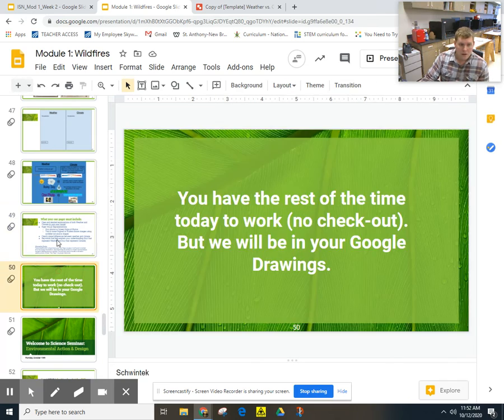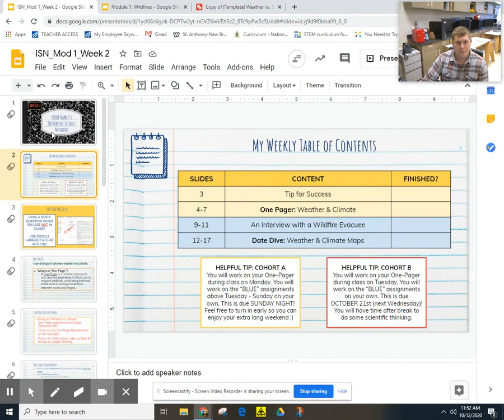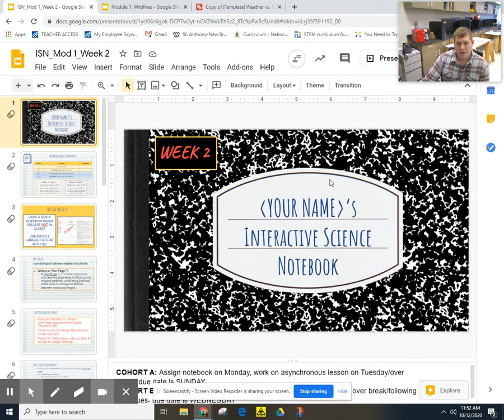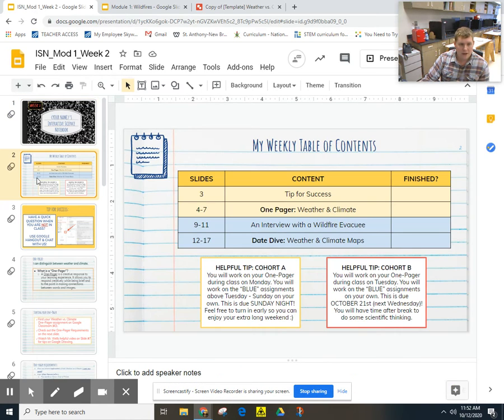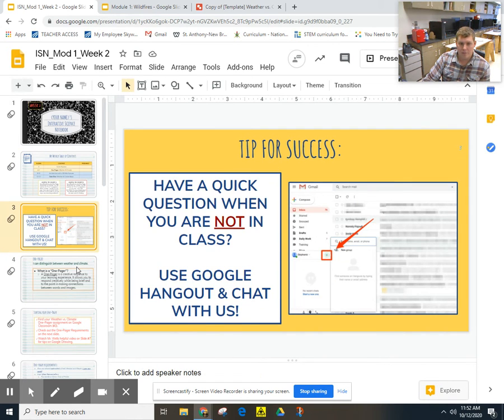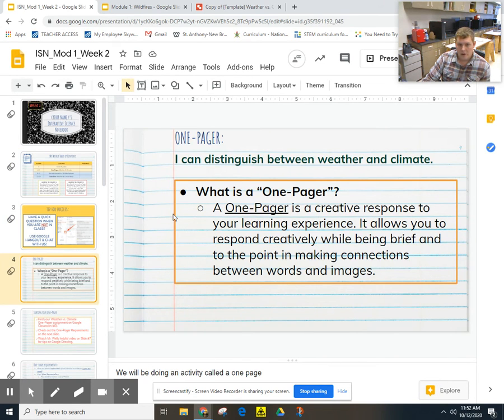Let's look at your ISNs real quick. So today your names, you might put your name there, and then these are what we're doing in class on Monday and Tuesday if you are synchronous. These are what you'll do before we meet again. I think for cohort A it's due on Sunday. Here's some tips down here for you. Let's get into the one pager though. We already talked about one pagers. You remember you're trying to distinguish between weather and climate.